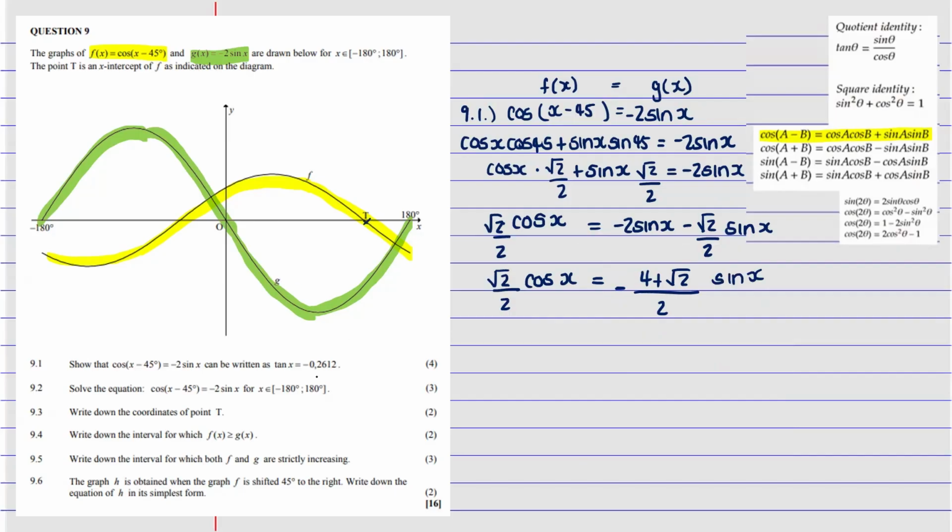So remember that in the question, they said this can be written as tan x. What do we know about that? We know that it comes from the identity: tan x can be written like this, right? So we can get rid of the sine and cos. So we're going to divide both sides by cos. So we're going to have root 2 divided by 2. Dividing both sides, this one is going to cancel out, and this side is going to be negative. And this is going to be 4 plus root 2 divided by 2. And this is going to be sine x divided by cos x. Is everyone okay with that?